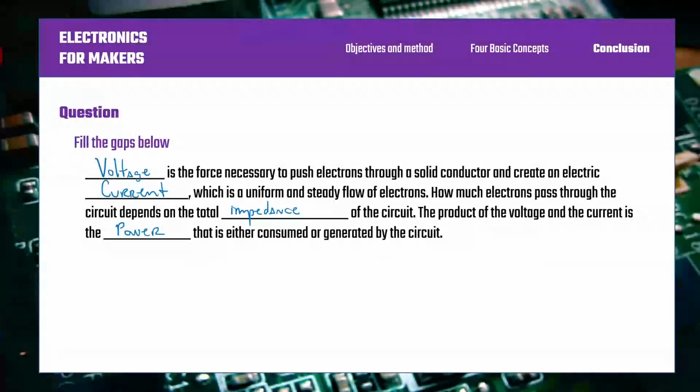In the next video, we're going to see the differences between the types of current: alternating current and direct current.